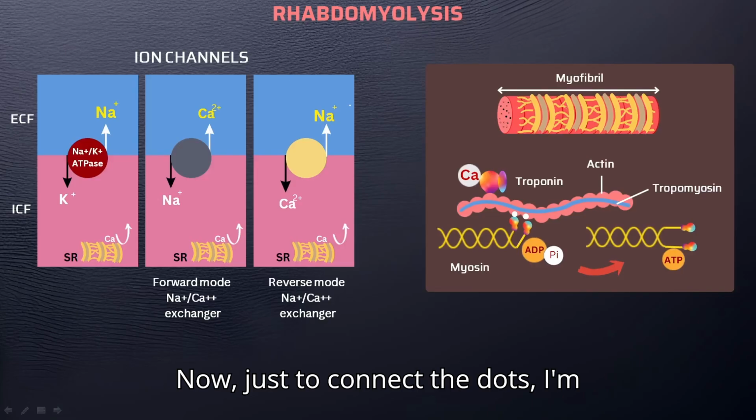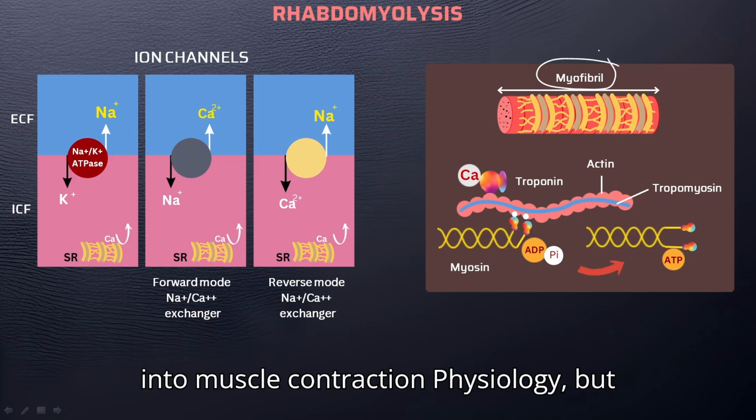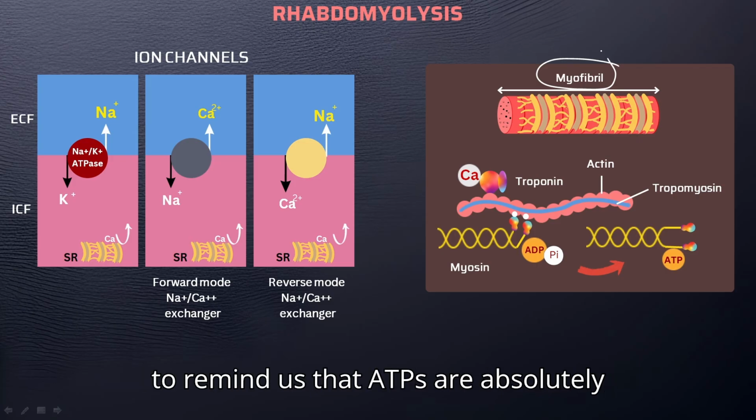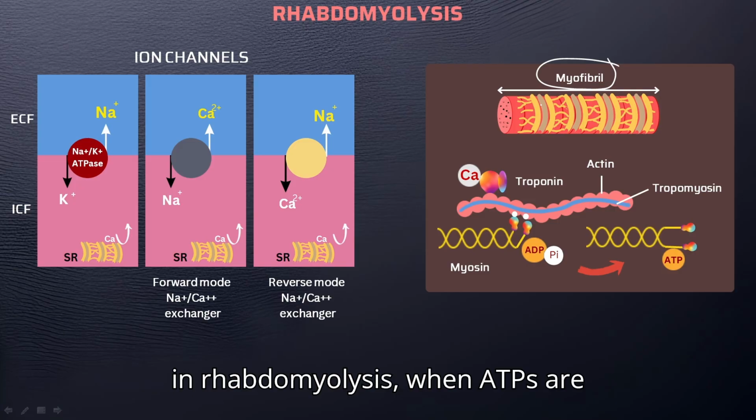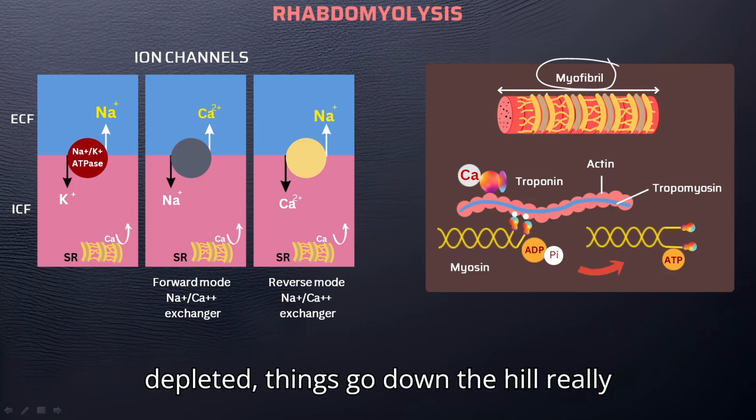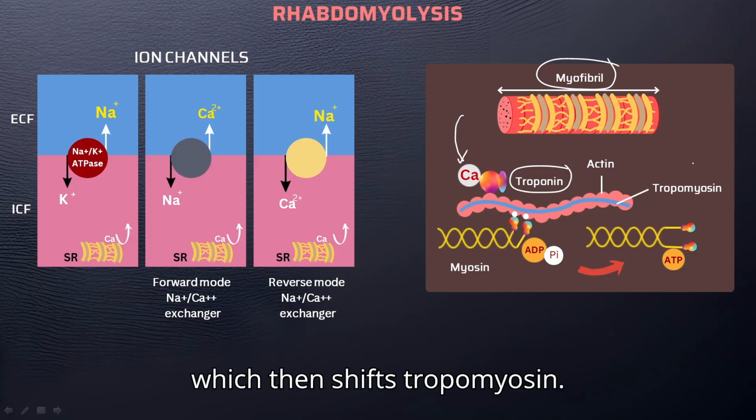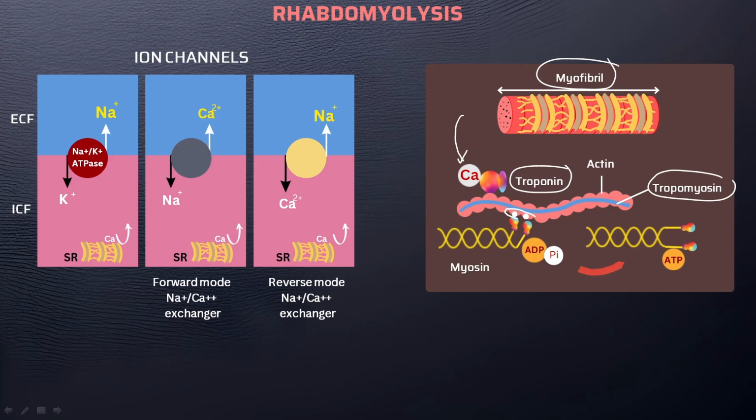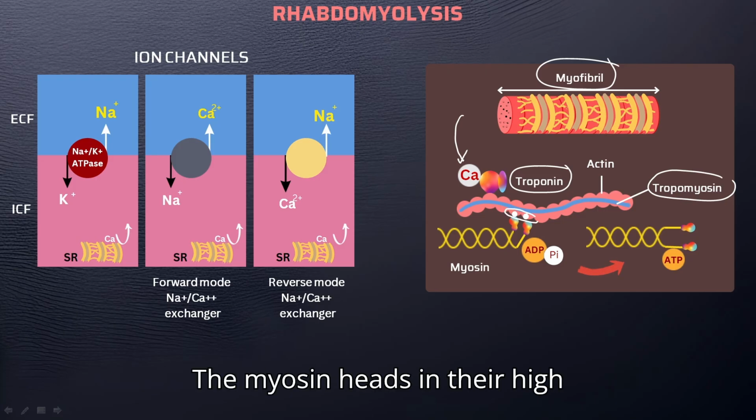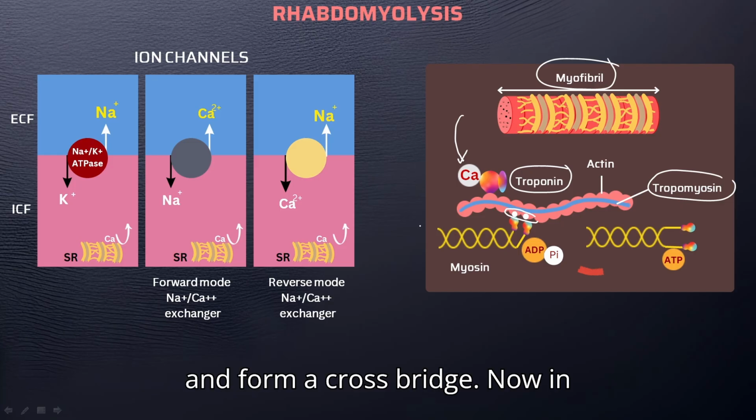Now, just to connect the dots, I am briefly showing you the myofibril structure, and it is not to dive deep into muscle contraction physiology, but to remind us that ATPs are absolutely essential for muscle function. Moreover, in rhabdomyolysis, when ATPs are depleted, things go downhill pretty fast. Here's a basic recall. Calciums binds to troponins, which then shifts tropomyosin, okay, and exposes the binding site. The myosin heads in their high energy states bind to actin and form a cross bridge.